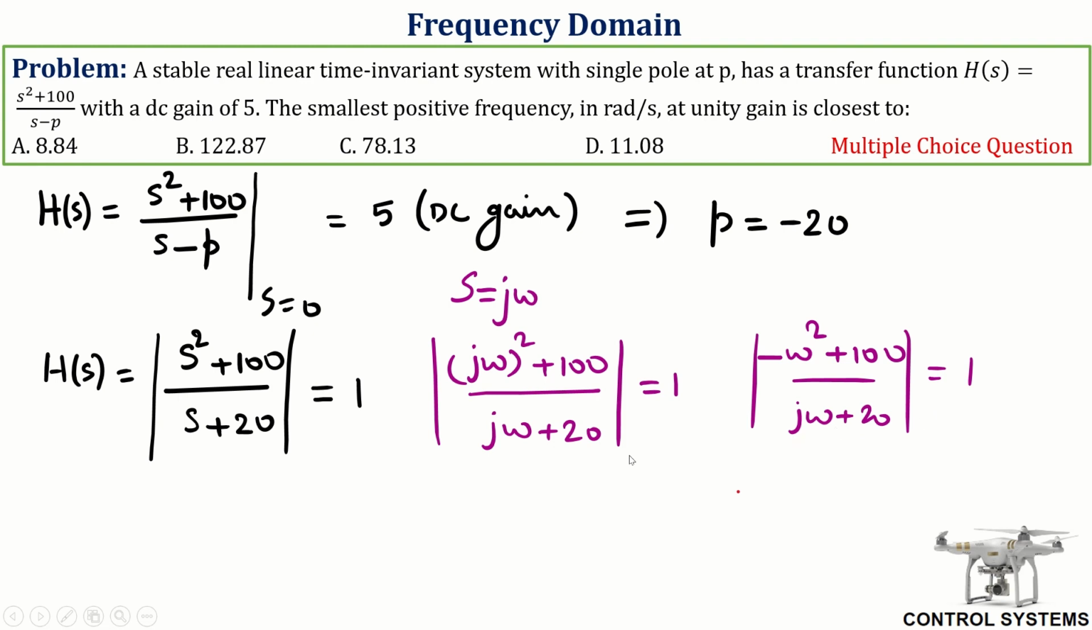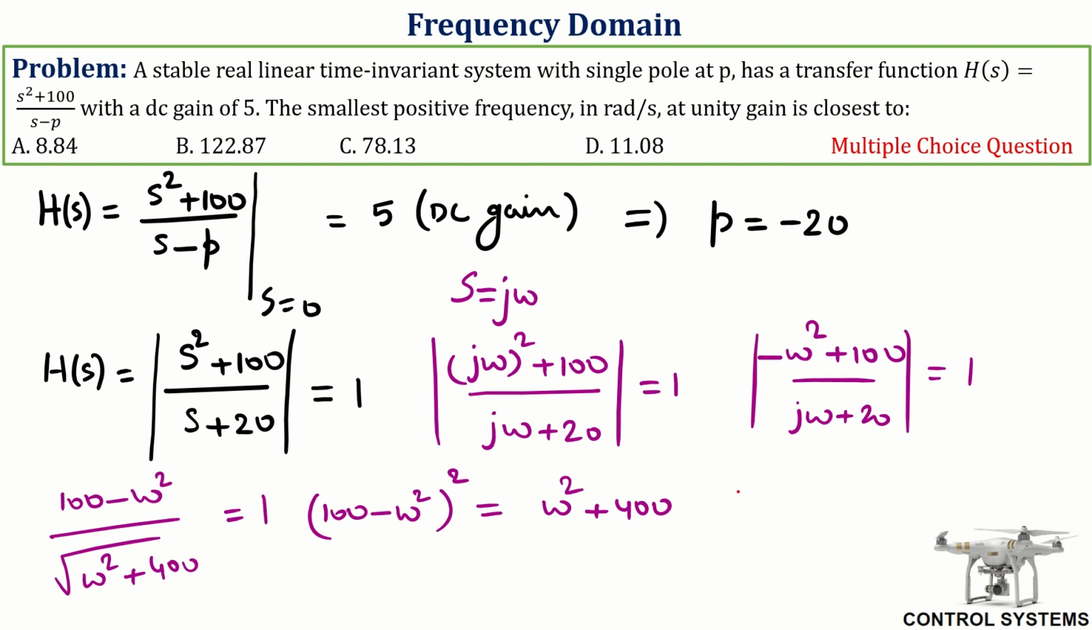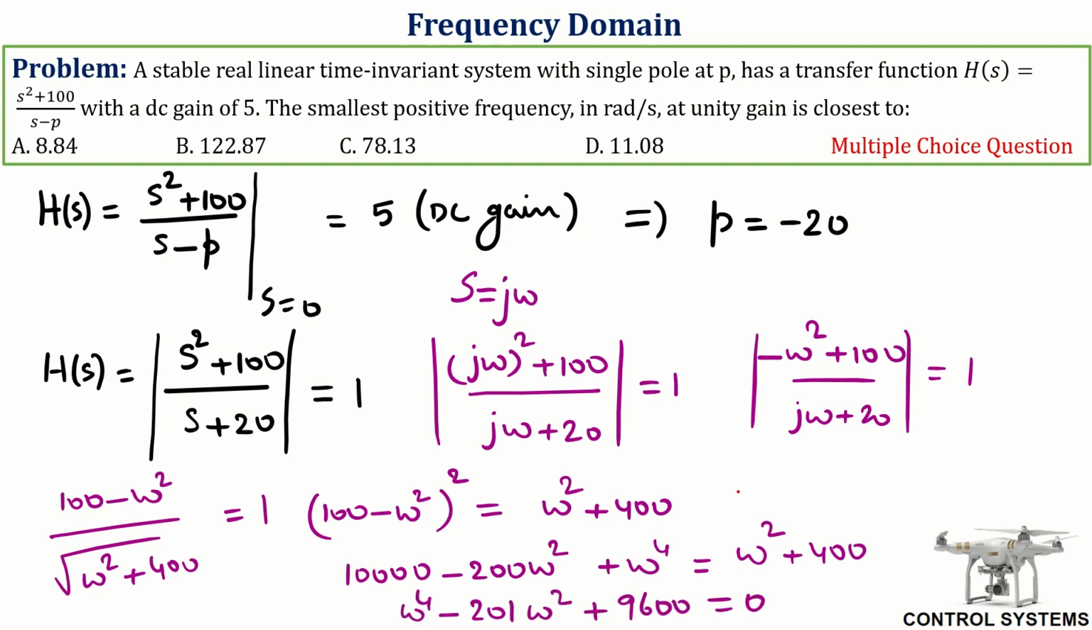Now when we take the magnitudes, we get (100 minus omega square) by root of omega square plus 20 square, which is 400, equal to 1. When we square on both sides and cross multiply, we get (100 minus omega square) whole square is equal to omega square plus 400. Upon further simplification, we finally get a quadratic equation in omega square: omega power 4 minus 201 omega square plus 9600 equal to 0.